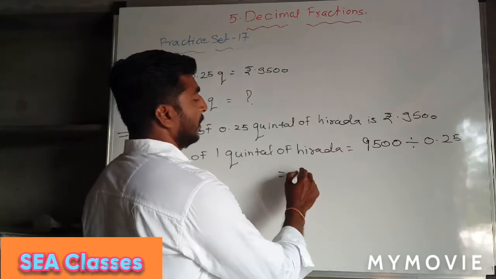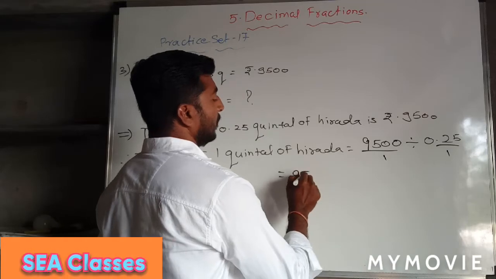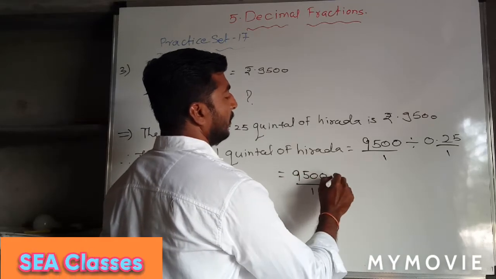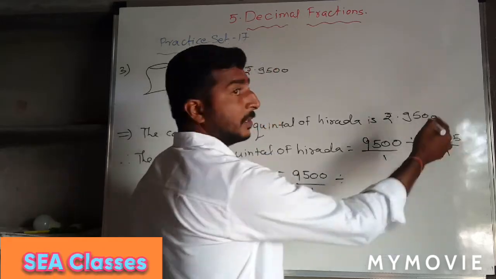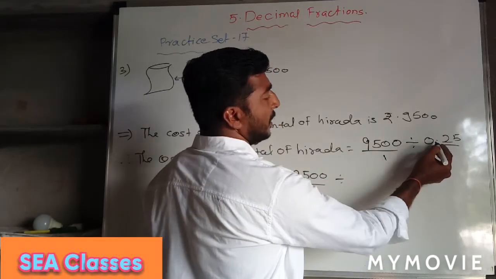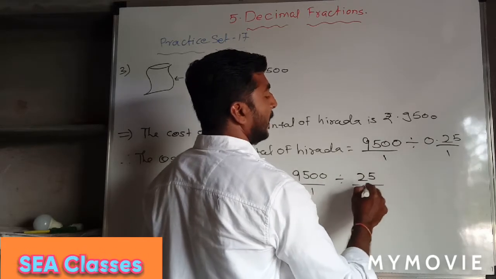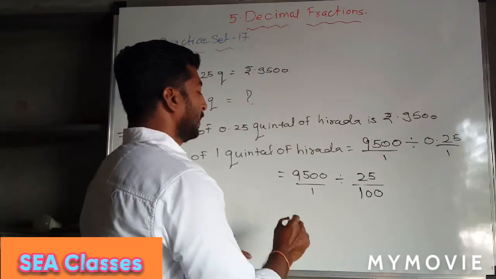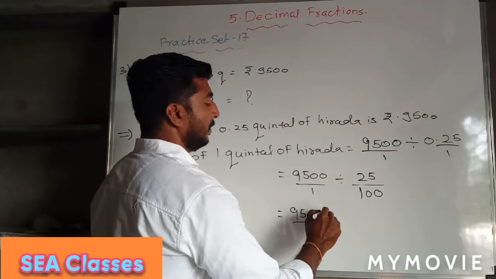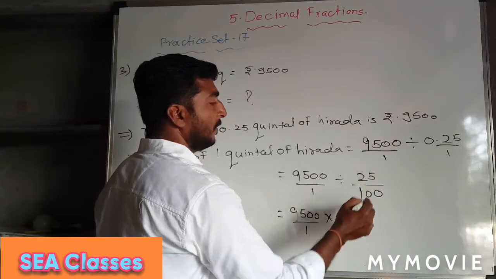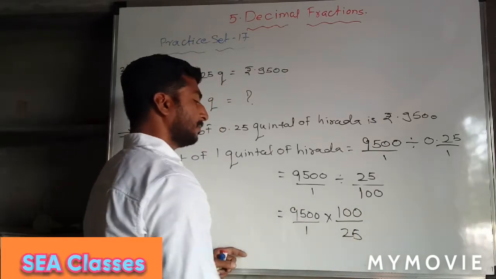Now we will calculate it. Now you know there is a denominator 1 always. So it will be 9,500 divided by 1 and this divided by, now convert this decimal fraction to the common fraction. So you will see there are 2 digits to the right of the decimal. So remove the decimal and take 2 zeros in the denominator. Now calculate it. 9,500 divided by 1 multiply by, take the reciprocal of 25 upon 100. That will be 100 upon 25.